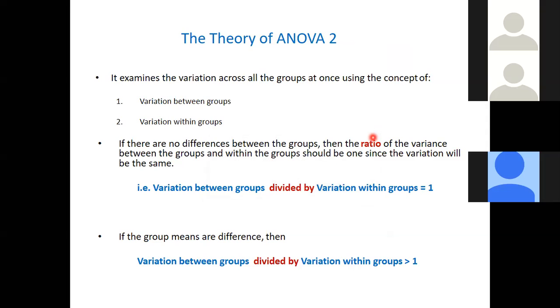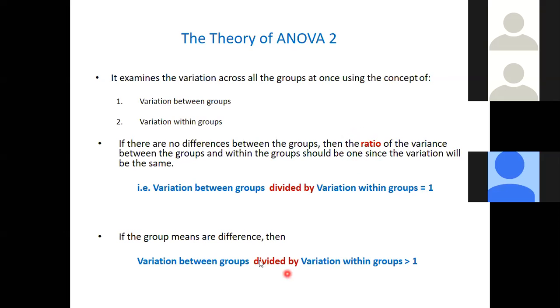So what we compare is the variation between as the numerator divided by the variation within as the denominator. The variation between is the systematic variation. The one within is the unsystematic. If there are no differences between the groups, then the ratio of the variance between the groups and within the groups should be 1, since the variation will be the same.